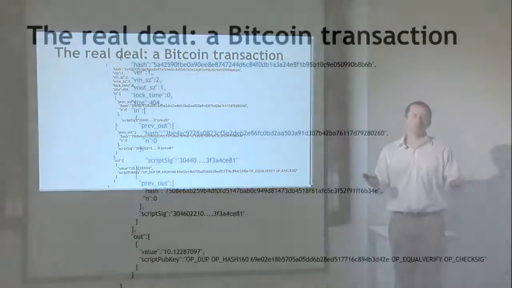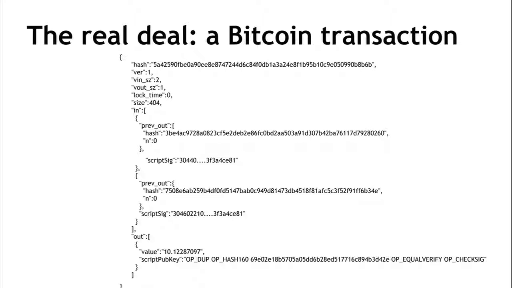So conceptually, that's really all there is to a Bitcoin transaction. And let's look at what it looks like at the low level. So again, one of the goals of this lecture is to show you the real data structure, the real deal of what Bitcoin looks like.